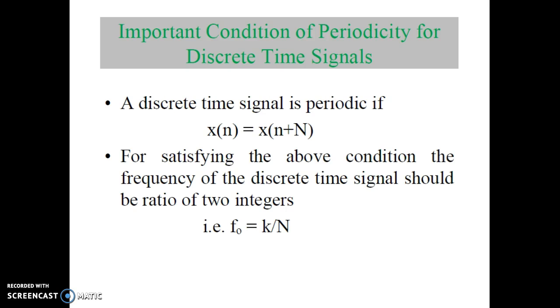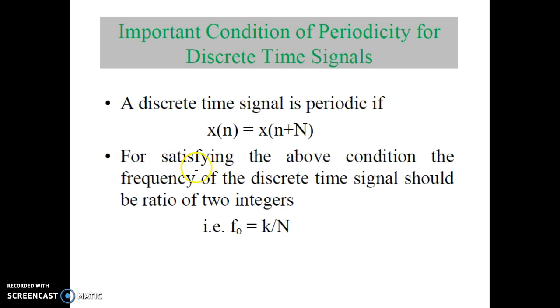Next, let us understand the periodicity for discrete time signals. So we already know the periodicity condition for continuous time signals. Simply you can replace the variable t by n, and if x of n equals x of n plus capital N, where capital N represents the period, and this condition is satisfied, then the given discrete time signal is periodic in nature.